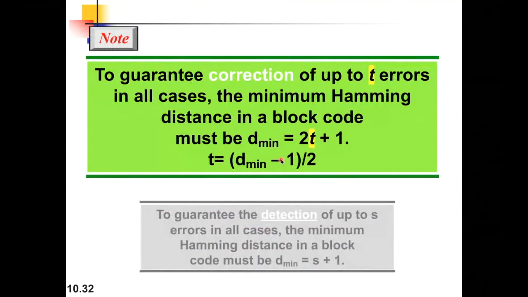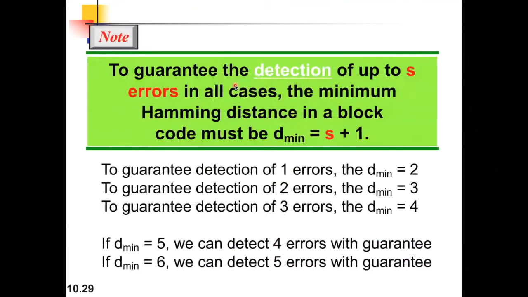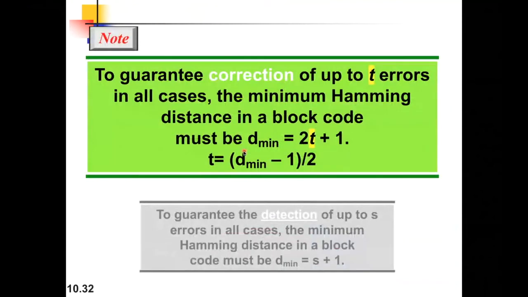Okay, now we are going towards the correction. Here we studied detection. What about correction? The relationship for correction is here. D minimum is equal to 2t plus 1. T is the number of error bits that we can correct. The relationship is D minimum equals 2t plus 1, or we can write the same thing in terms of t equals D minimum minus 1, whole divided by 2.